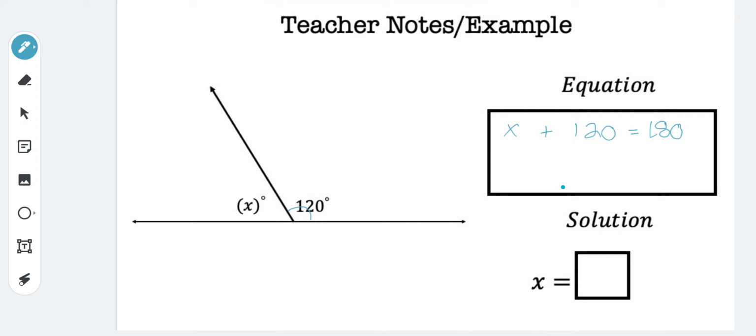And now all we have to do is solve for x. So the opposite or inverse of adding 120 is subtracting 120. So let's subtract 120 from both sides. And when we do that, 180 take away 120 is 60. So x equals 60. And that's our answer.